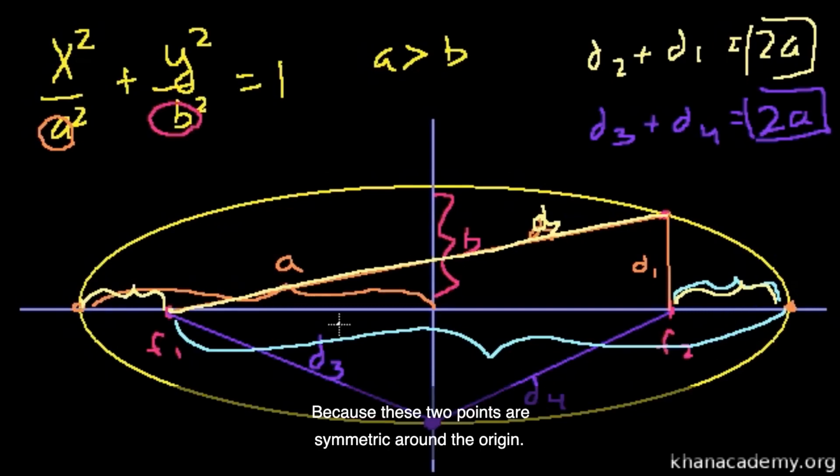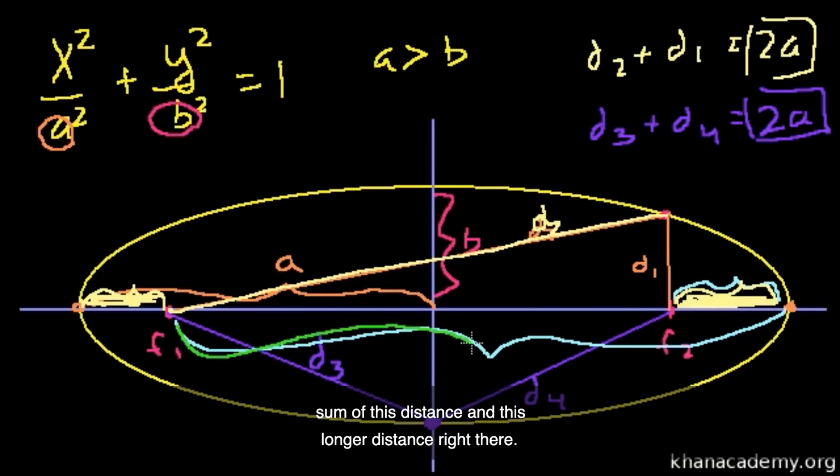Because these 2 points are symmetric around the origin. So this right here is the same distance as that, right? And of course, what we want to do is figure out the sum of this distance and this longer distance right there. Well, what's the sum of this plus this green distance? Well, this right here is the same as that. So this plus green, let me write that down.